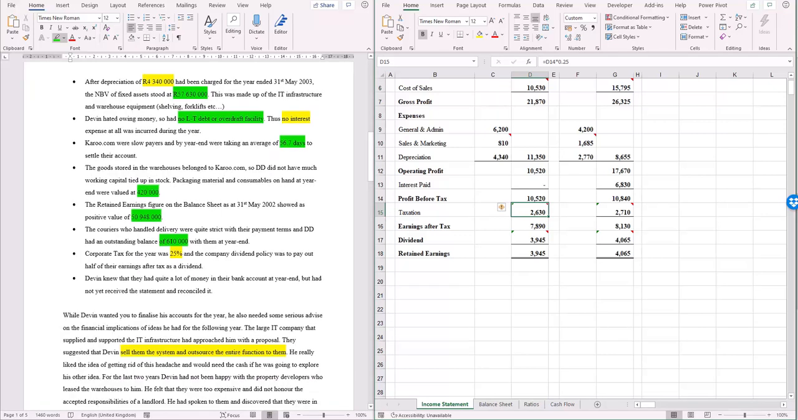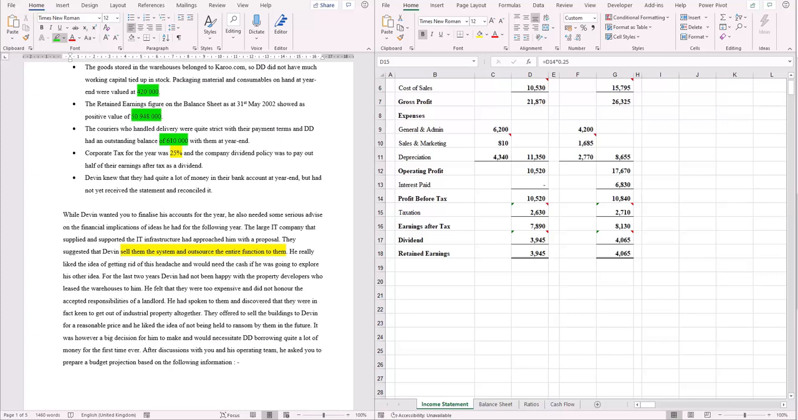I can't remember where I read that or saw that. We've got to hunt around to find a dividend number. The dividend policy, there we go. The dividend policy was to pay out half their earnings after tax as a dividend. Alright, so that's 0.5 of that number. Okay, so there's the retained earnings.